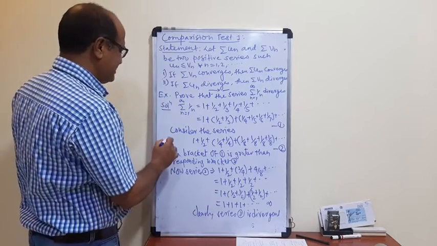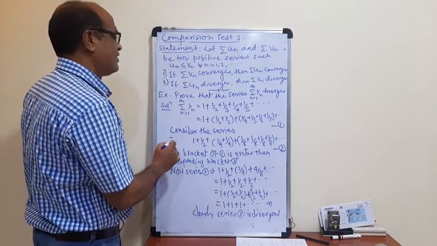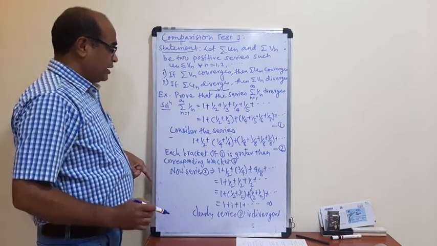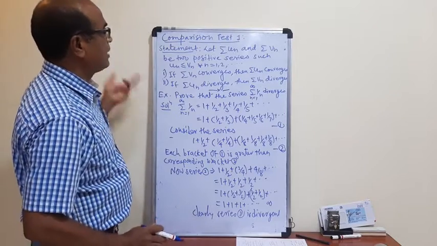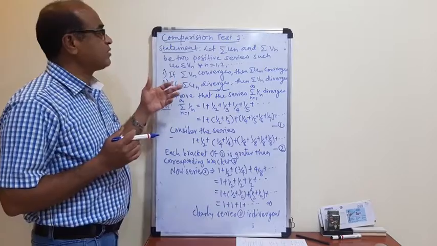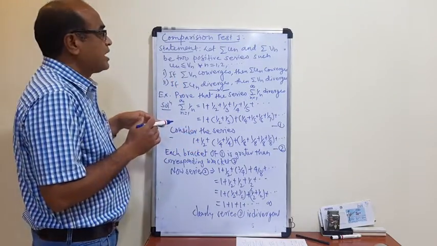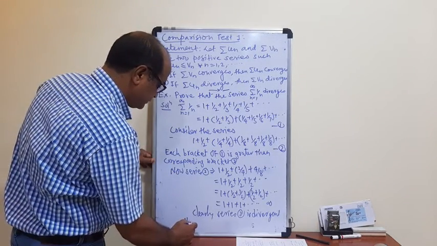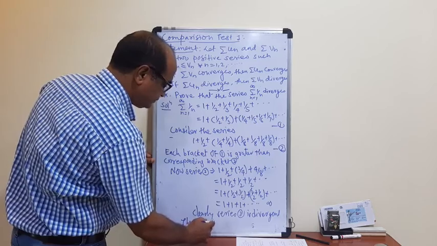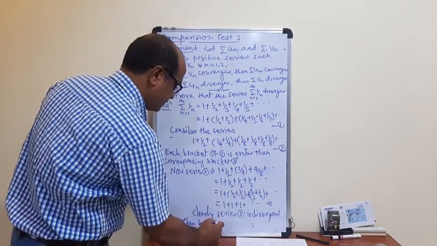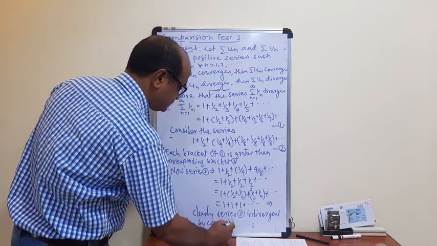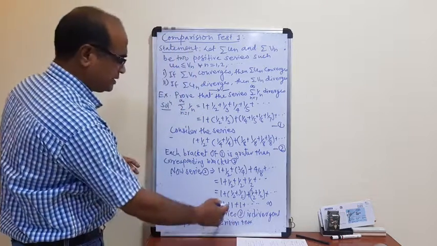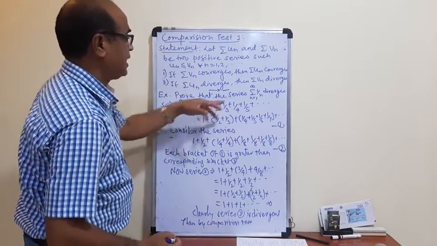Okay. So we consider this is a series. What happened here? The series is something Vn. Then by comparison test, if one series is convergent, then the other converges. If one series diverges, then the other diverges. Then by comparison test, by using this statement, the given series is divergent.